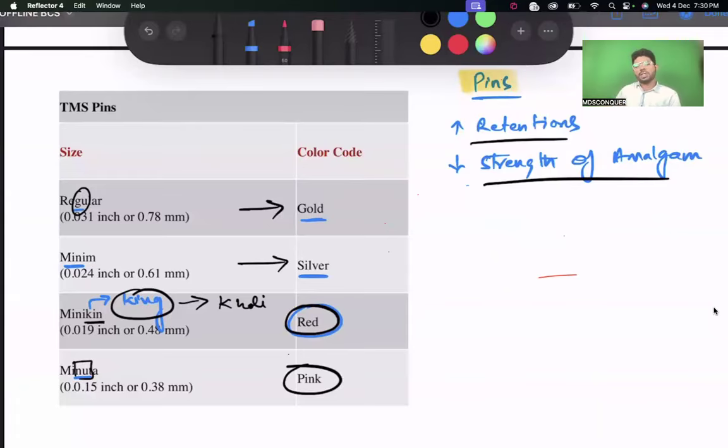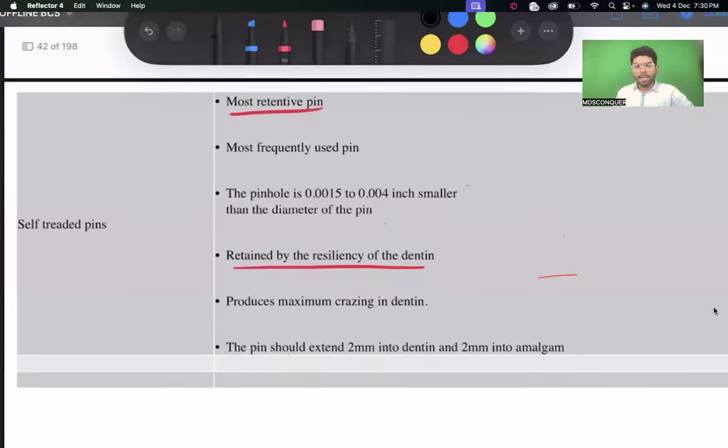Nowadays, we don't find many questions on these concepts, but long back, the best choice to give a tough question was these areas. So, jumping into the types of pins, one is self-threaded. Self-threaded means the pin is going to have threads on it. These threads are useful for retention. How do they obtain the retention? These threads are going to thread into the dentin. So they obtain retention by the resiliency property of the dentin. And these are the most retentive pins.